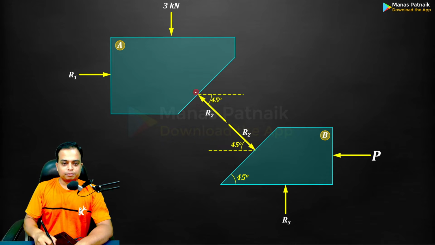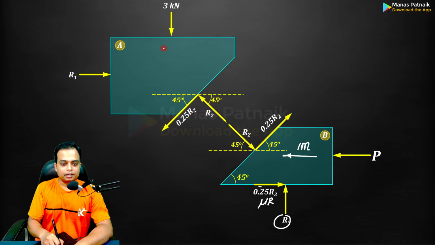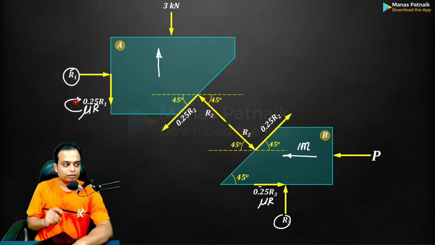Now what we'll do is take a look. This is the impending motion. Friction to the right. If this is R3, this is mu R. And here also friction is going to be up the plane. So onto block A, this complementary friction will be down the plane. And here, since the motion will impend in the upward direction, the friction from the wall on block A will be in the downward direction. If this is R1, this is mu R, and we know mu's value is 0.25. We know this.